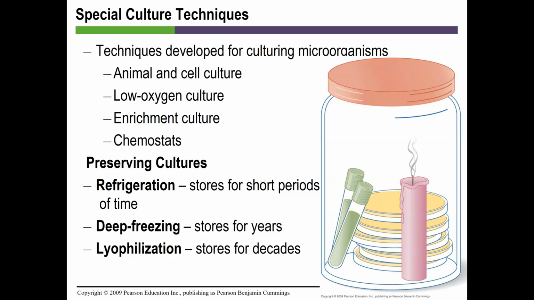Deep freezing allows you to store things for years. By deep freeze, I'm talking about a temperature about minus 80 degrees Celsius. You know, the original conditions required for the Pfizer vaccine. That's very cold. The best way of preserving cells is called lyophilization.